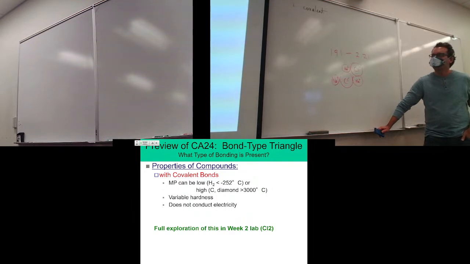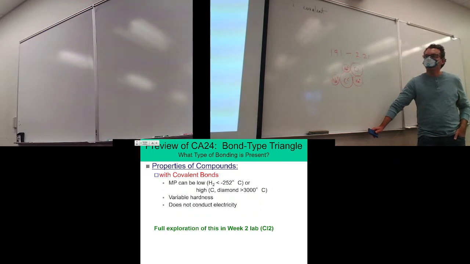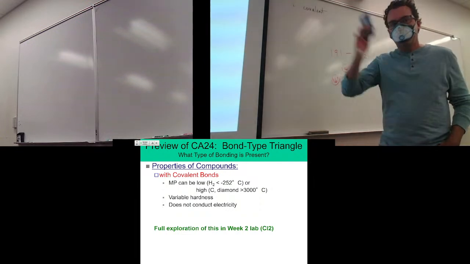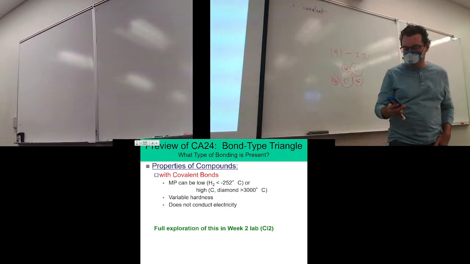So variable hardness. What covalent compounds do almost 100% is not conduct electricity. These are what are known as insulators. They don't really conduct electricity at all. There are some exceptions. Graphite, which is another form of carbon, does conduct electricity, but it's a special case. So next week's lab will focus on kind of examining all these different properties. It's kind of a fun lab again.